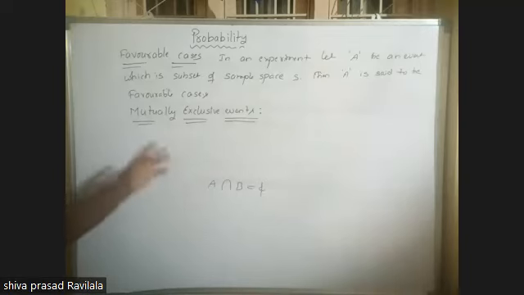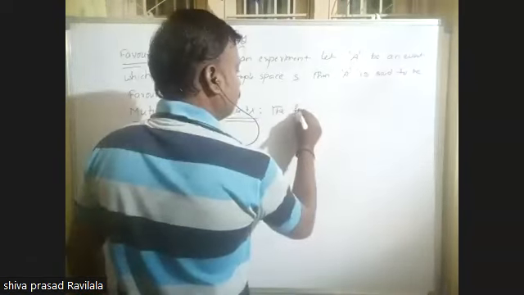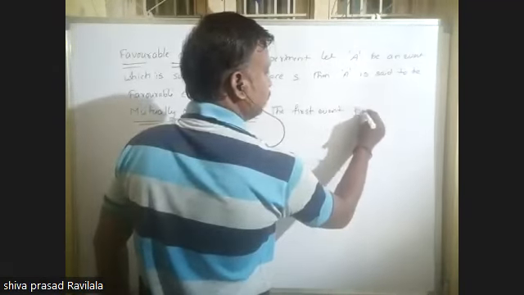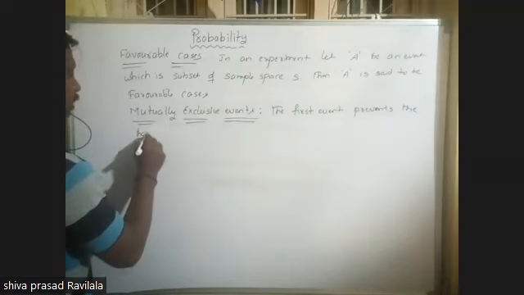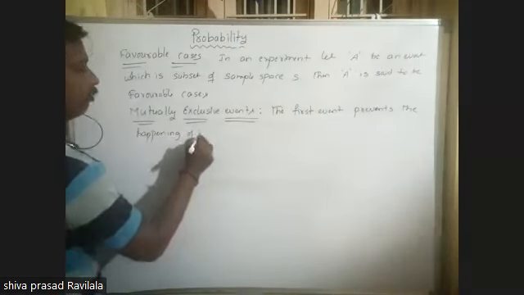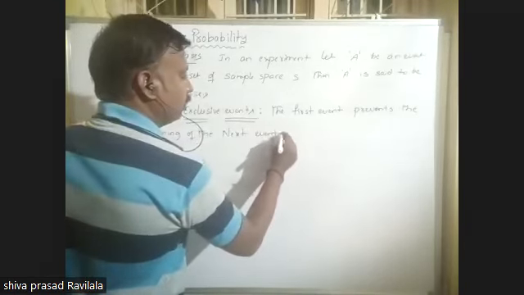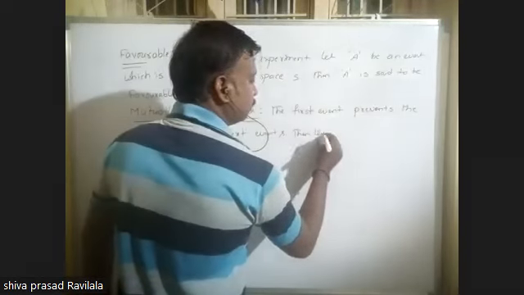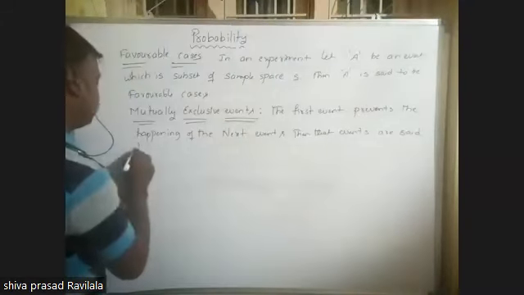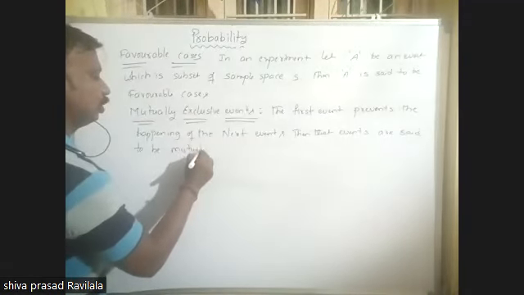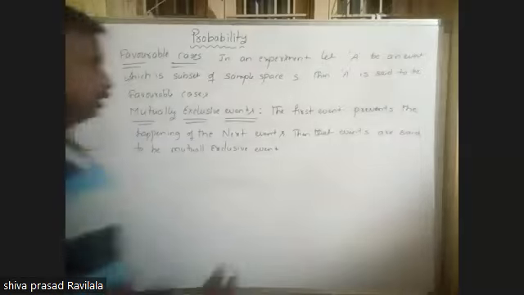That means the first event prevents the happening of the remaining events. The first event prevents the happening of the next, consecutive events. Then these events are said to be mutually exclusive events. Okay, students, that is mutually exclusive events.